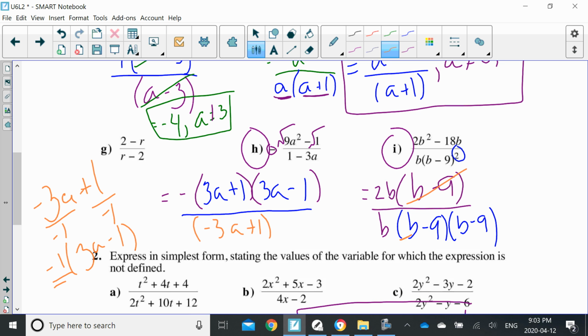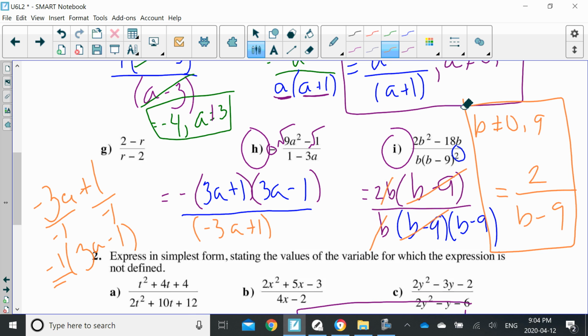A b minus 9 and a b minus 9 would cancel. A b and a b would cancel. What I'd be left with in my numerator, I only have a 2 left there. In my denominator, the only thing I have left is a b minus 9. That is fully simplified. Now I just need to state what my non-permissible values were, what b cannot be equal to. So this b here cannot be 0, okay? Because think about it. If I put a 0 in here, anything times 0 would make my entire denominator 0. These two have the same non-permissible, which is 9. I only need to write that once. And that would be my answer.